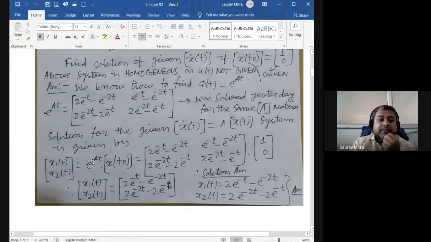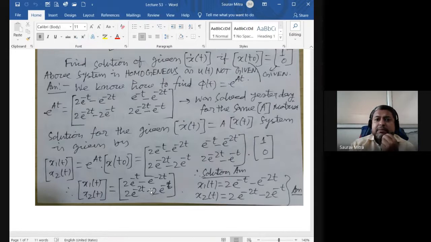So you find it here: if you multiply e raised to At with x(t0), so here this is e raised to At, and this is x(t0), or the initial condition, which should be given. Generally in the exams it is given. So you multiply them, and you find that only the first column will prevail. So this is 2e raised to minus t minus e raised to minus 2t, 2e raised to minus 2t minus 2e raised to minus t. So this is actually the solution of the homogeneous system x dot t is equal to Ax(t). Now I can ask you the same thing in your lab number 9.